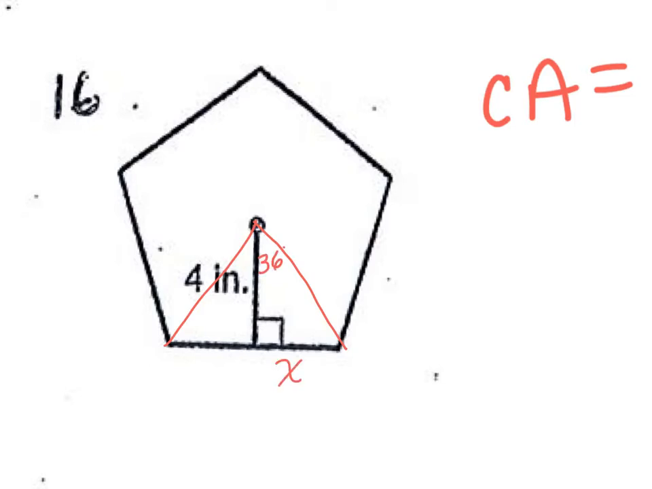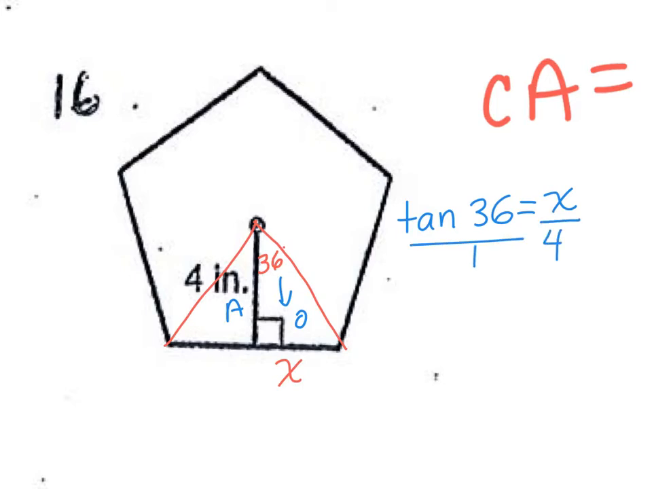Since I'm looking for the opposite side, you can see this is the opposite. The adjacent is given. We can use tangent of 36 equals x over 4. We cross multiply, so that side is 4 tangent of 36. Let's put that in the calculator.